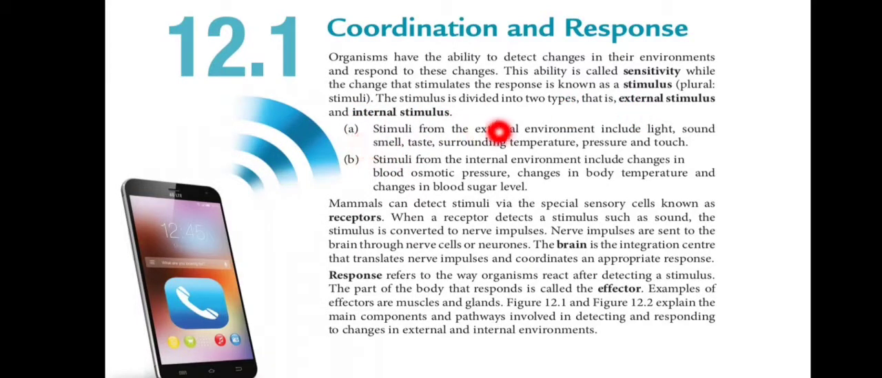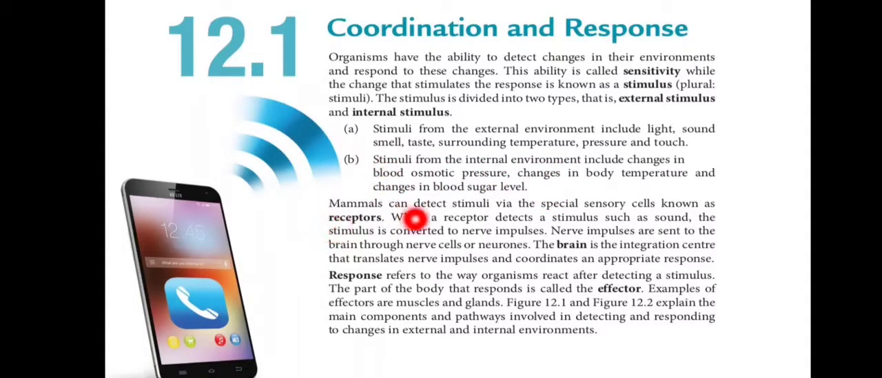So, a stimulus from the external environment is an external stimulus. Examples are light, sound, smell, taste, surrounding temperature, pressure and touch. Meanwhile, the internal environment includes blood osmotic pressure, changes in body temperature, and changes in blood sugar level. Those are examples of internal environment stimuli.